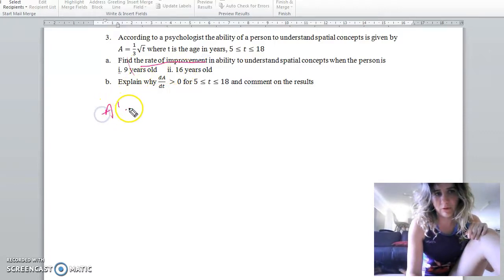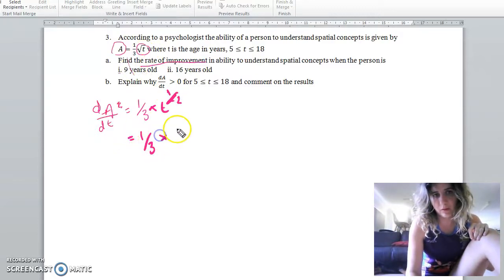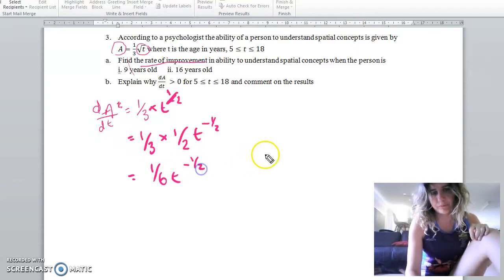So we have to find our derivative. We'll call it dA on dt, which is the same as dy on dx, except we've got an A and a t, not an x and a y. And we're looking at 1/3 times t to the power of 1/2, the square root of t. So our derivative is going to be 1/3 times 1/2 t to the power of -1/2. So that's going to be 1/6 t to the power of -1/2.